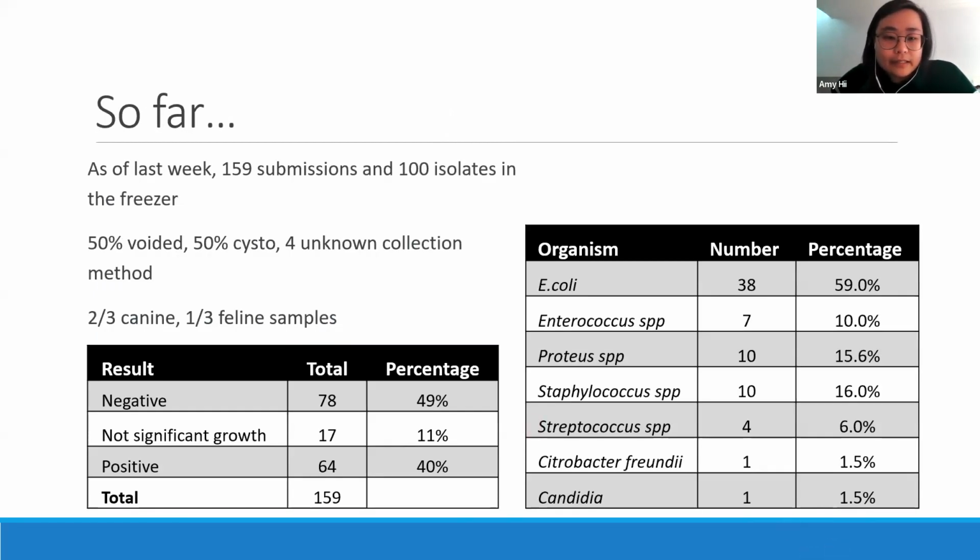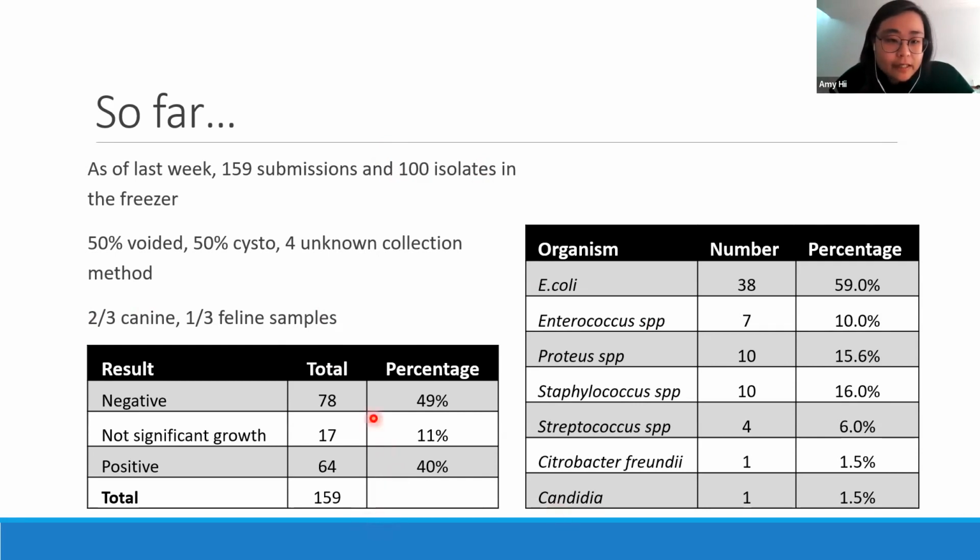All right, so these are the results I've got so far. As of early last week, I have 159 submissions and about 100 isolates in the freezer. Just under 50% of these samples were voided samples, and just under 50% were cysto samples, and we have 4 that were unknown. Two thirds of them were from dogs and one third from cats. Keep in mind these 100 isolates include the non-significant growths.